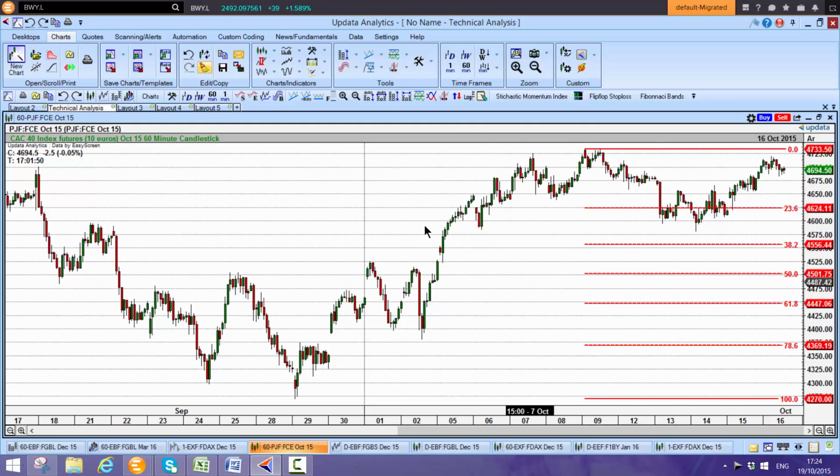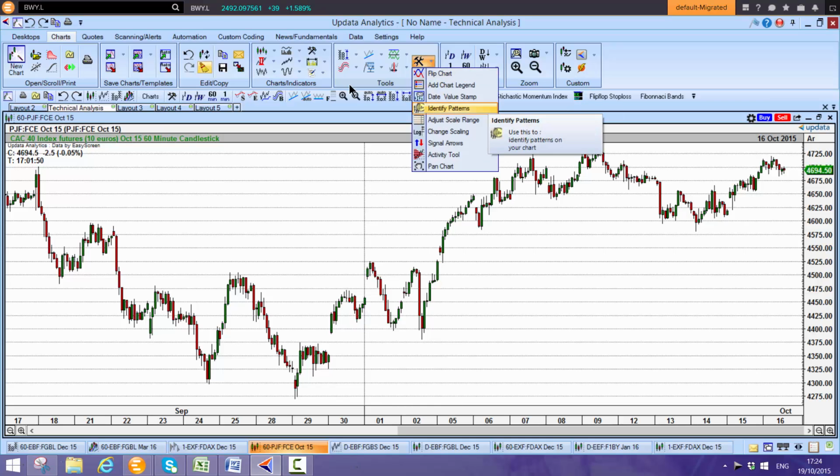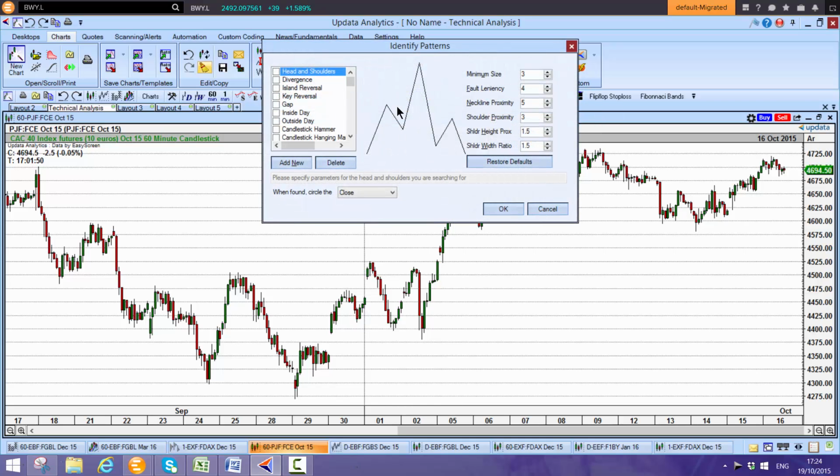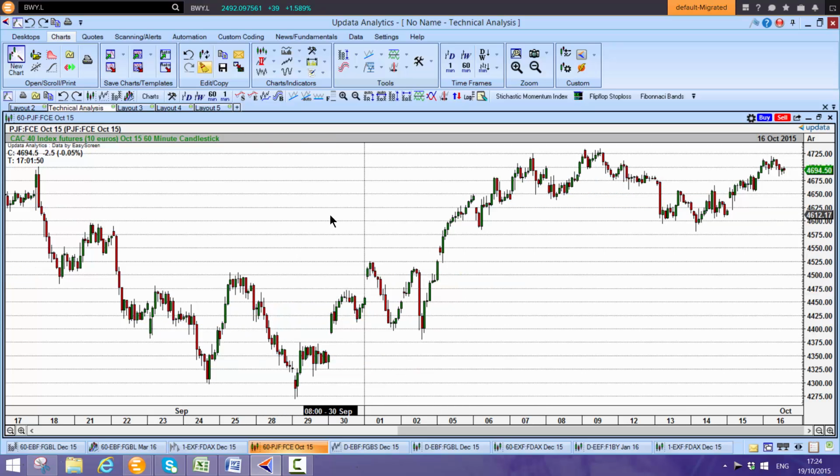Just really simple. Goes even into in-depth things like pattern recognition, so you can identify head and shoulders patterns. For example, if I want to see bearish engulfing patterns here, it's just marking them on the charts. Again, you can take those off. Really powerful in terms of that capability.